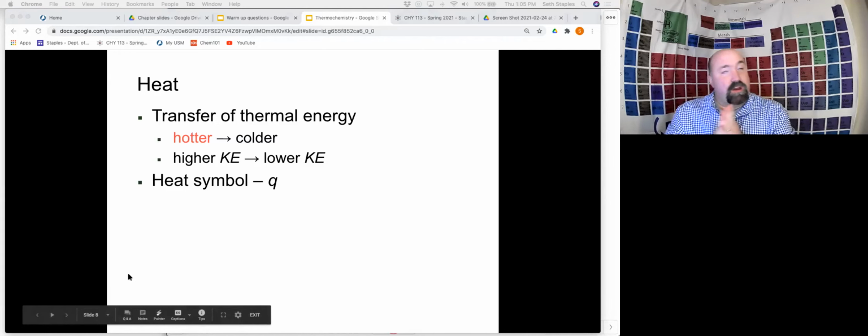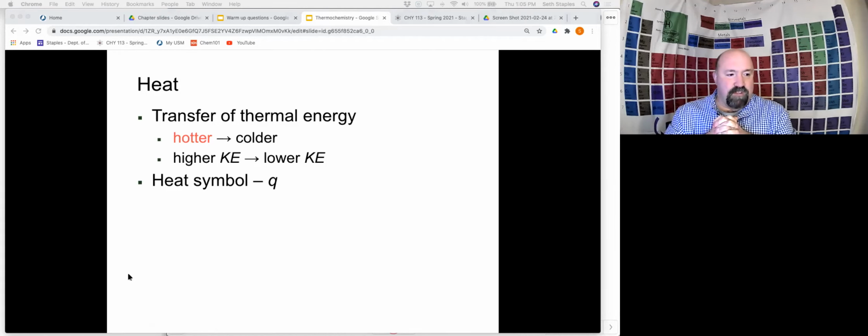Heat. So we're going to talk a lot about heat, and that's really the big energy flow that we'll be looking at for this course. Heat is just the transfer of thermal energy. It always moves from hotter to colder, always, always, always. That's just the direction of heat and energy flow, from something that's warmer to something that is colder, or from a higher kinetic energy state to a lower kinetic energy.